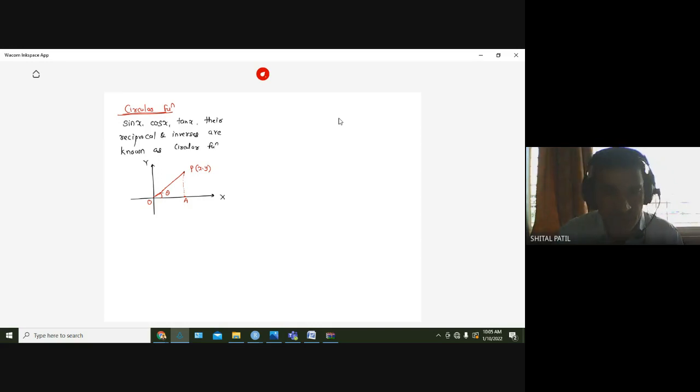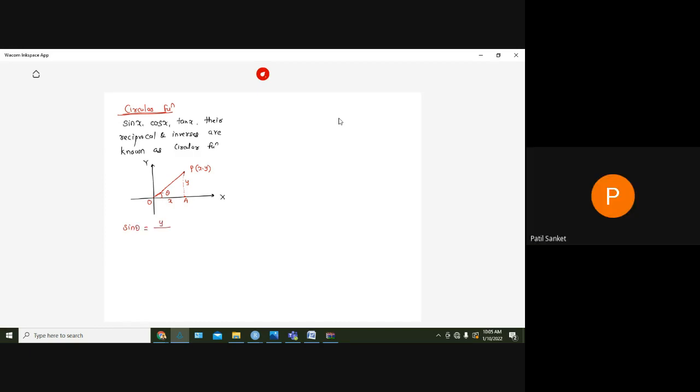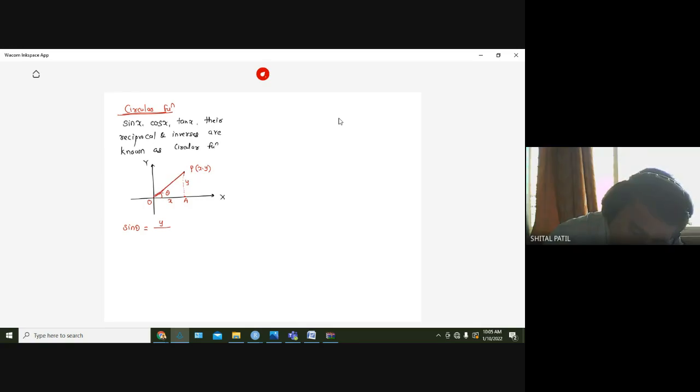We know all these things very well. Since distance along the y-axis, this is the y coordinate. Distance along x is the x coordinate. Then what is sine theta? Opposite side divided by hypotenuse. Suppose this distance is r. I am denoting it by r. So it is y by r. So we got y from here, r sine theta. Whereas what is cos theta? Adjacent side divided by hypotenuse. So x equal to r cos theta.